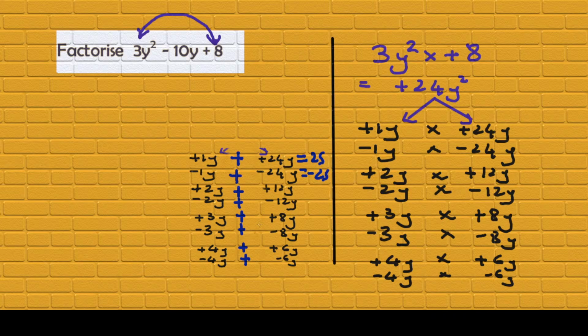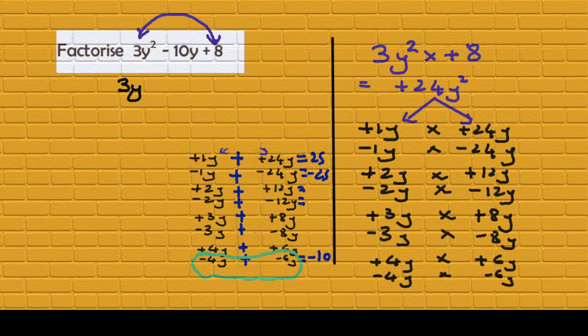I can keep on doing the addition till I get minus 10, but to make it quicker, I feel like the last one is going to give me minus 10. What is minus 4 minus 6? When we add those, we get minus 10. All right, so I found the correct combination that should be exported to the middle: minus 4y and minus 6y. So 3y squared.